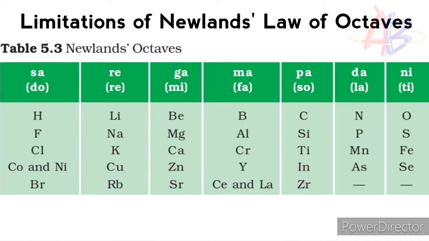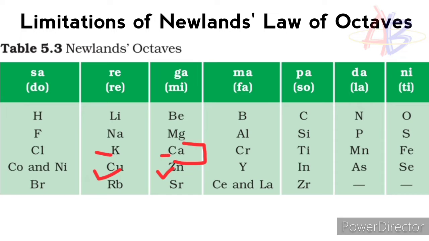Let's talk about the limitations of Newland's law of octaves. It was applicable only up to calcium. After calcium, every eighth element did not possess similar properties to that of the first. Like, think about copper, which is the eighth element after potassium, did not exhibit similar properties. Just like that, think about zinc, which is the eighth element after calcium, also did not exhibit similar properties.